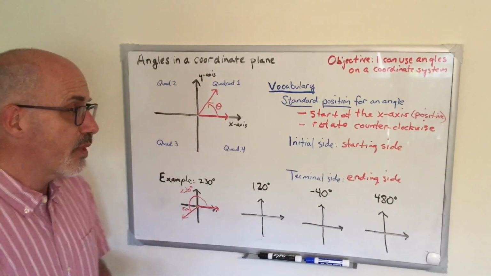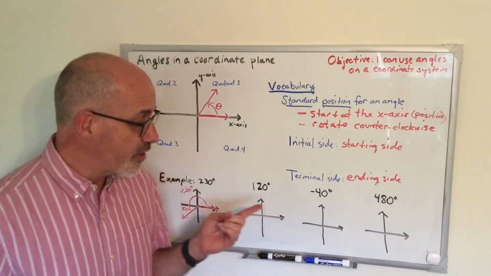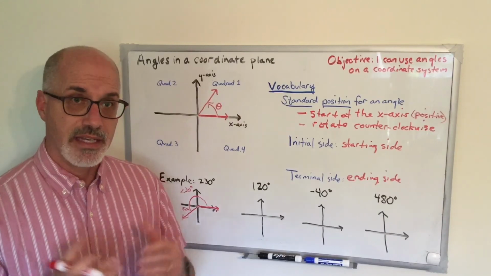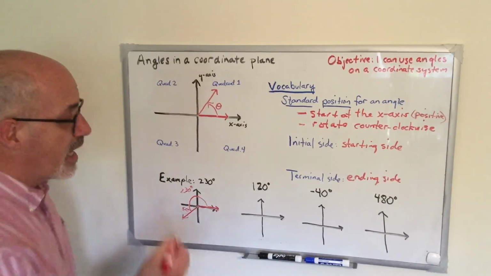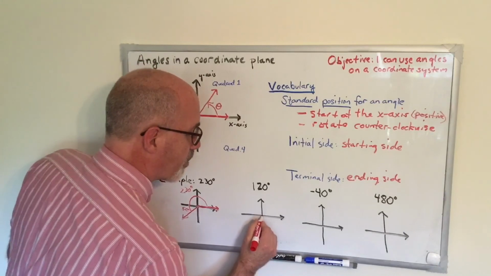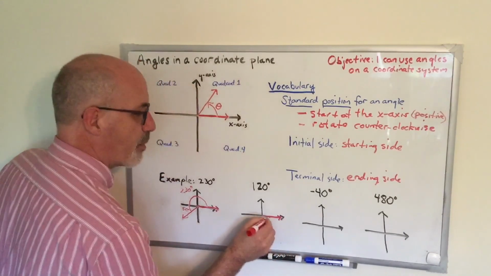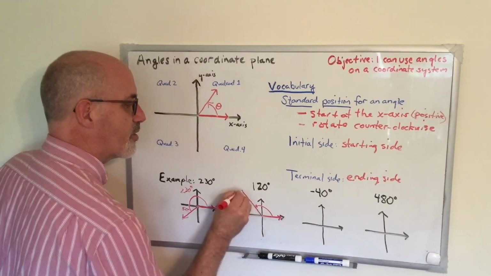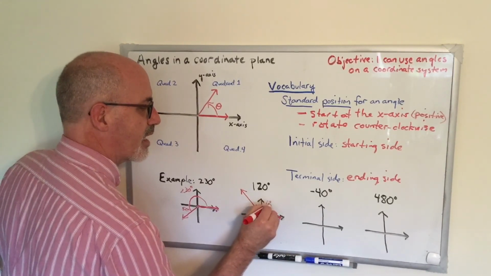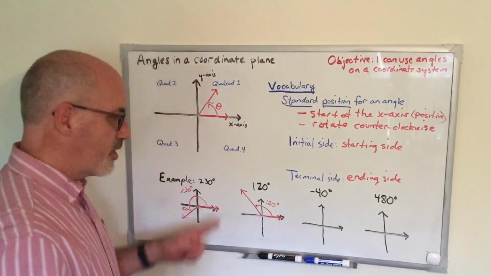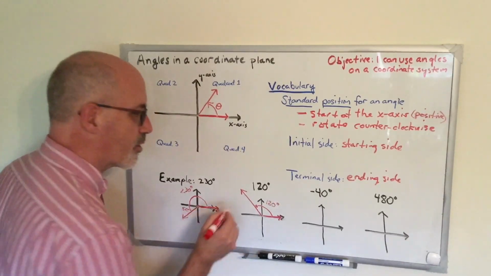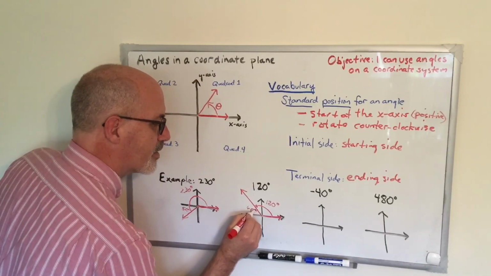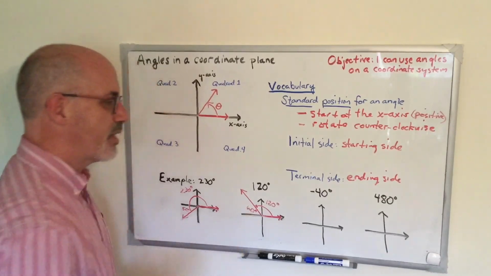Now what I'd like you to do is pause the video and try these three and see how you do on them. Now that you've tried them, let's do them together. 120 degrees: again we start with the positive x-axis, and then we measure to 90, and past 90 we'll get here. That's 30 degrees past 90 degrees to get 120 degrees. Notice that we're just 60 degrees short of 180.